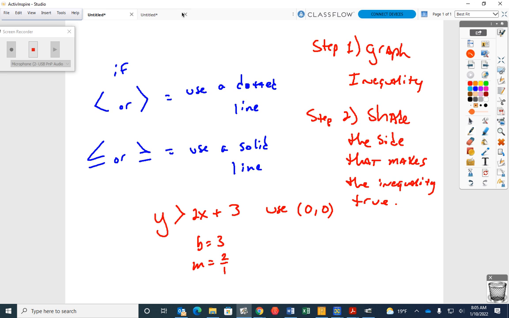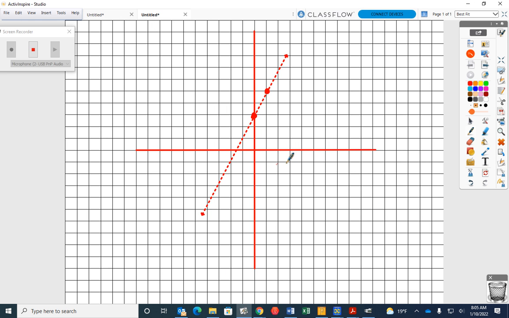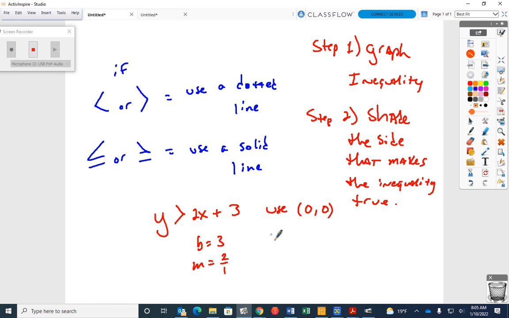So if we go to our inequality, where is (0, 0)? It is right here, right? Everybody agree? Okay, now let's look at our inequality. If I replace the y with a 0 and the x with a 0 in y is greater than 2x plus 3, what is 2 times 0? 0. What is 0 plus 3? Is that true? No. 0 is not greater than 3, okay?